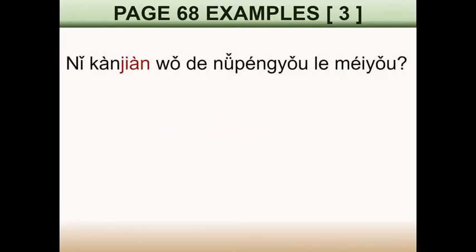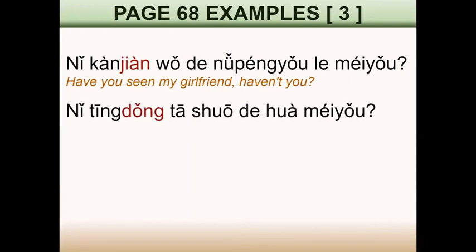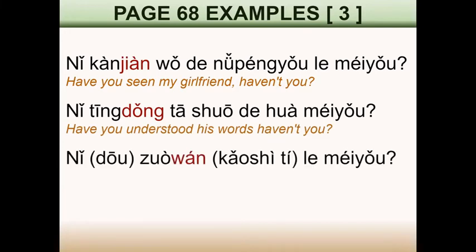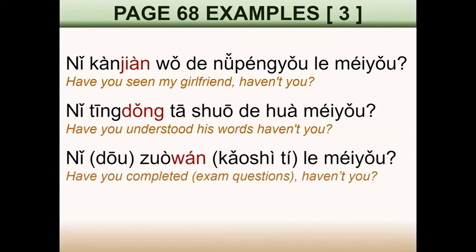More examples. 你看见我的女朋友了没有? Now we are working with the questions, okay? Have you seen my girlfriend? Haven't you? And we can use this structure in Chinese. Remember, 没有, this is very similar to the English, okay? Have you gone to the place, to the school, to the cinema, wherever? And we can say, haven't you? Okay, so this is very similar to English. We write this 没有 at the back part of the sentence. 你听懂他说的话没有? Have you understood his words? Haven't you? 你都做完考试题了没有? Have you completed the exam questions? Haven't you?